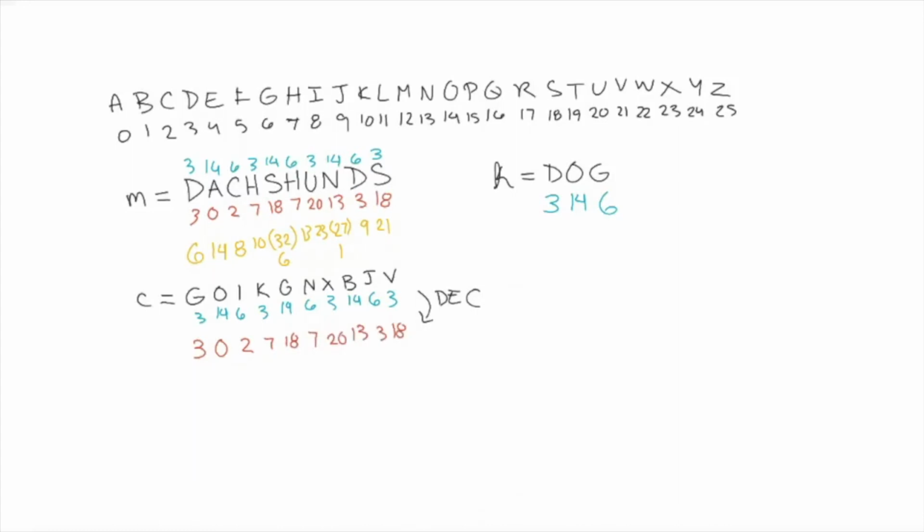And we can see that those letters match what we have above, which is the message dachshunds. And that's how you encrypt and decrypt with the Vigenère Cipher.